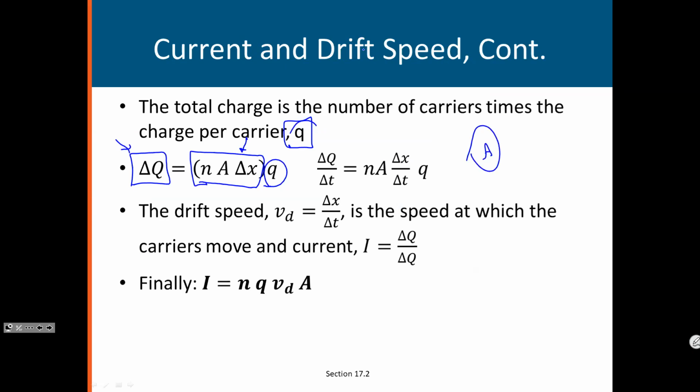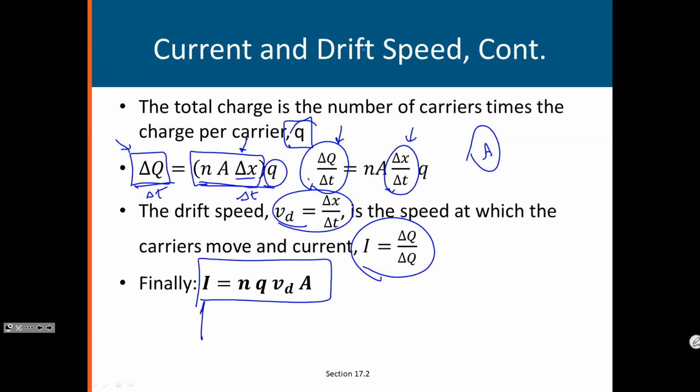Then I will divide both sides of this equation by delta t. I'll tell you why I do that. That will give me on the left-hand side this one, and delta x divided by delta t on the right-hand side. Now you can see, what is this? This is the current. And what is this? This is the drift speed. So now I got this very nice relationship between the current and the drift speed. Drift speed is the average speed of the charge carriers moving through the conductor, and it is related to the current I through this equation.